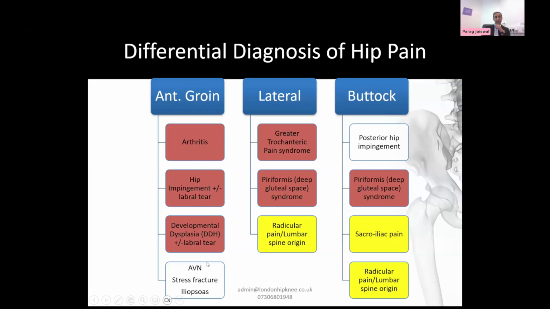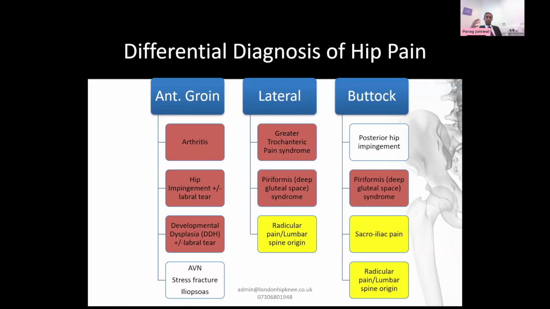One must also be wary. Those are the three most common, but you must also be wary of AVN, or avascular necrosis, or stress fracture, and then a rarer form, which in my practice I see quite a bit of in sports people, are your psoas issues.